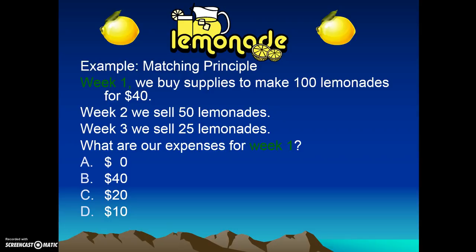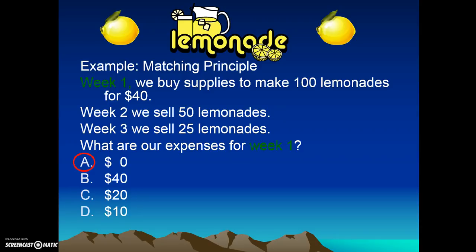We've exchanged cash for another asset. So really we had no expenses in week 1. All we did was exchange cash for what we know to be inventory or supplies to make our lemonade, right? So we've exchanged one asset for another asset, but we haven't had expenses. We haven't used them up. In theory, we could go resell those supplies and get our $40 back.